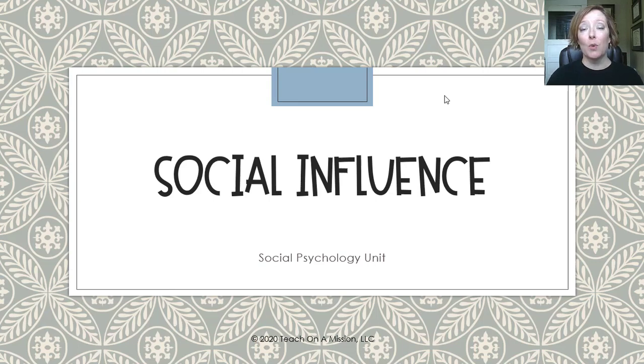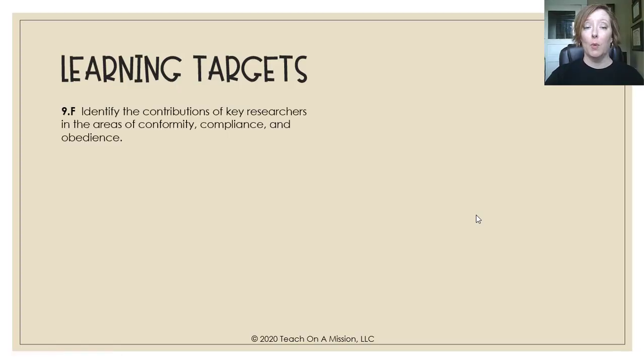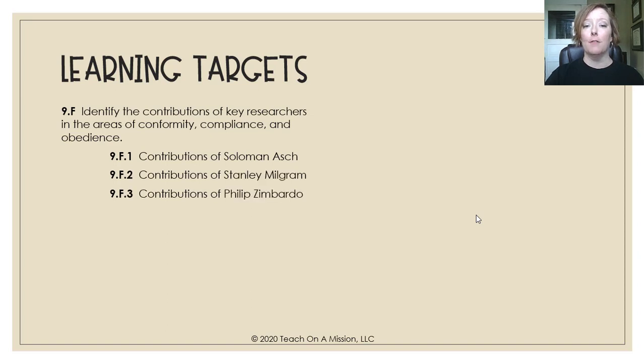I'm Miss Lee. We're still in Unit 9, and in this video we'll be discussing social influence. By the end of this video, you should be able to identify the contributions of several key researchers in the areas of conformity, compliance, and obedience, including Solomon Asch, Stanley Milgram, and Philip Zimbardo.